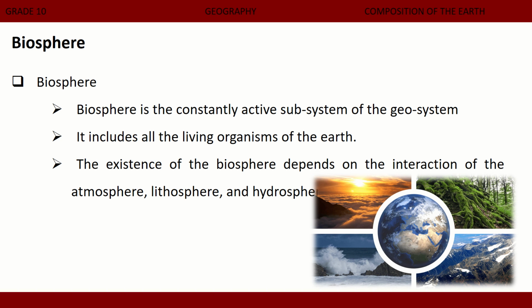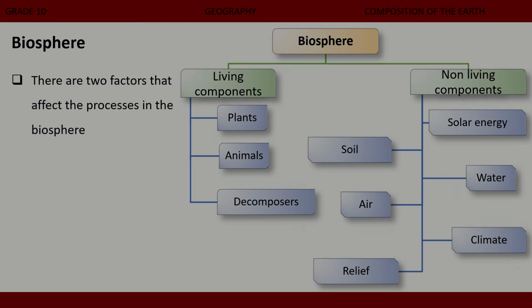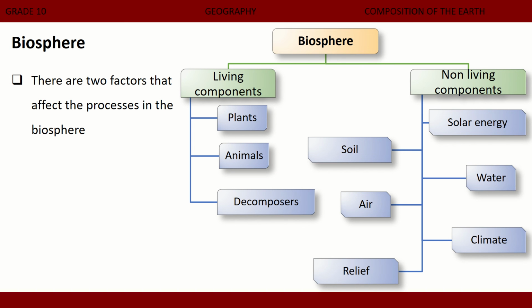The existence of the biosphere depends on the interaction of the atmosphere, lithosphere and hydrosphere. There are two factors that affect the processes in the biosphere. They are living components and non-living components. Plants, animals and decomposers are living components, while solar energy, soil, water, air are some of the non-living components in the biosphere.